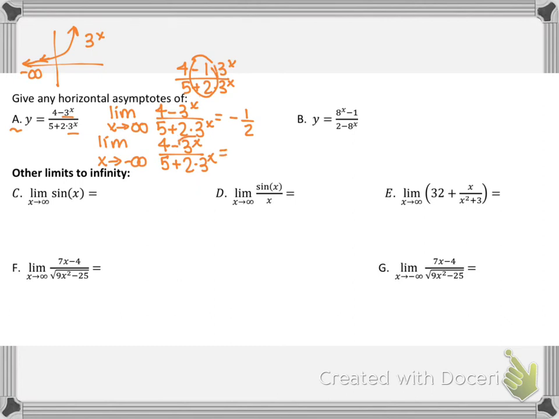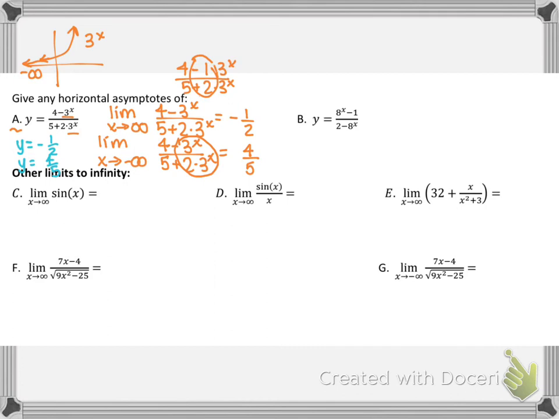So now, going to negative infinity, these circled terms are insignificant. They're going to get so tiny, such a small decimal, I can ignore them. And so going to negative infinity, my limit's going to be 4/5. So to answer the question they gave us, the horizontal asymptotes are y equals negative 1/2 and y equals 4/5.